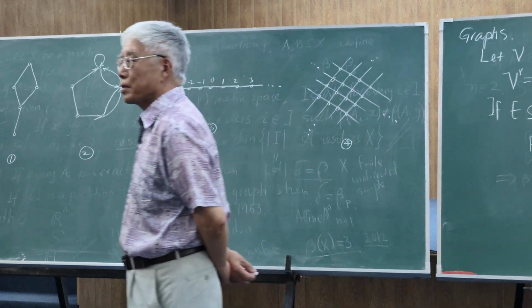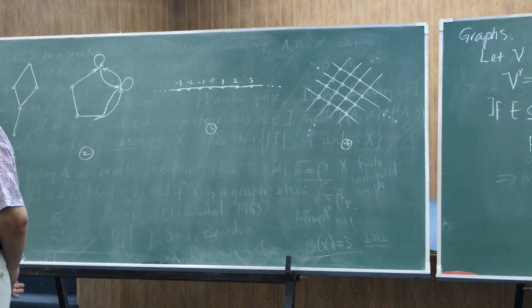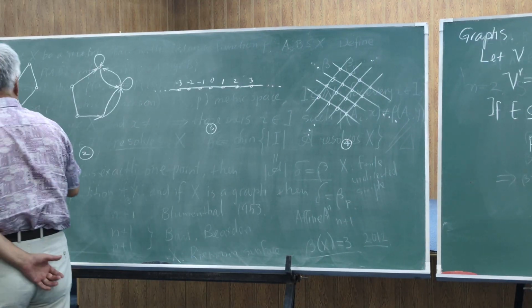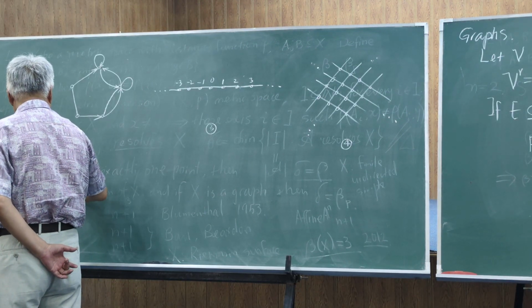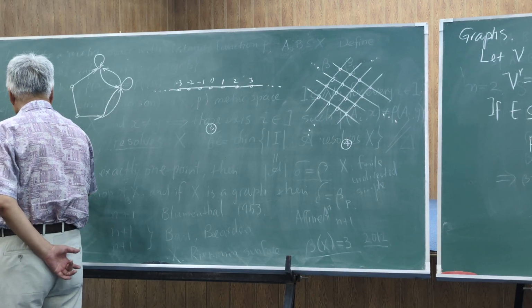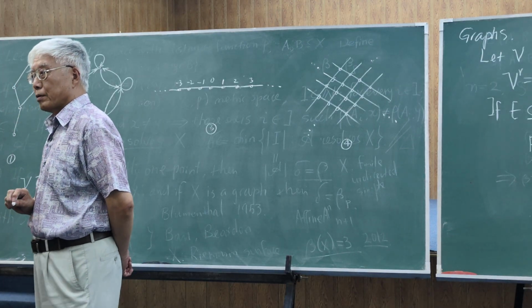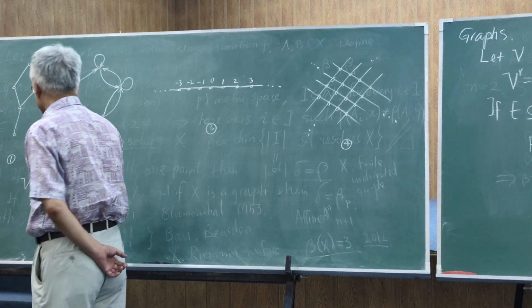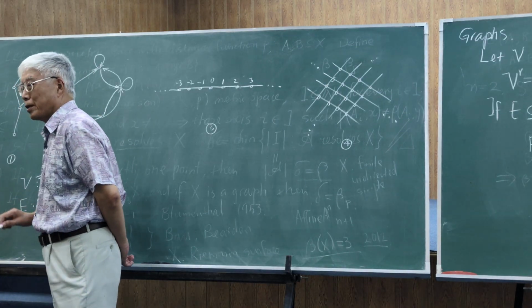And one set is the vertex set. Any non-empty set. So V is any non-empty set. And there is another set that we find in all those books.